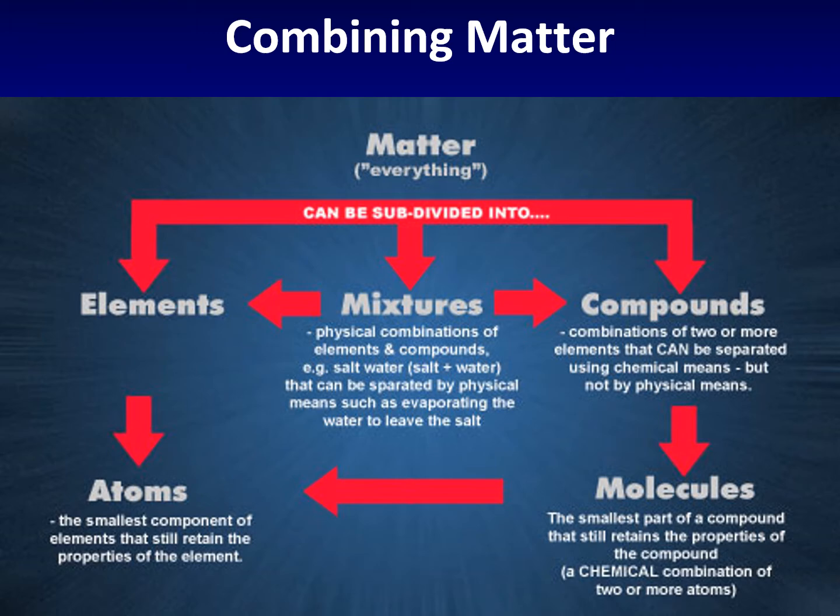Mixtures are a physical combination of elements and compounds. So two compounds, NaCl and H2O, can combine to form salt water. You can separate those by physical means, such as evaporating the water away and leaving the salt behind. So that's the difference between the different kinds of matter and how they're arranged.